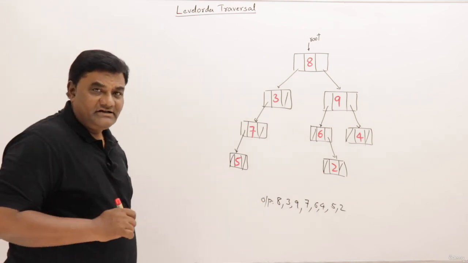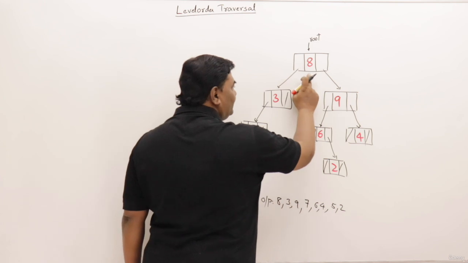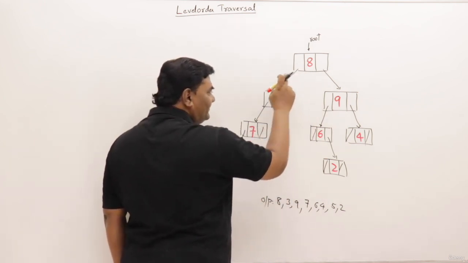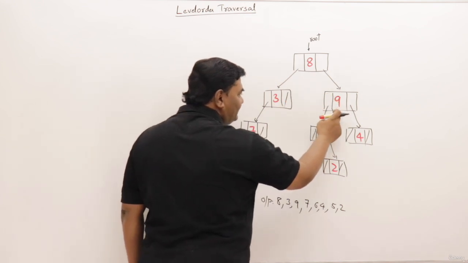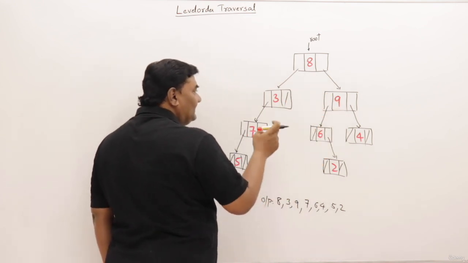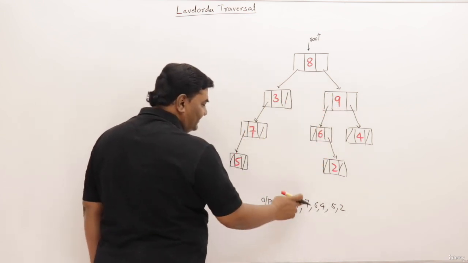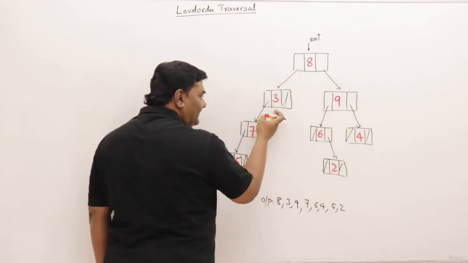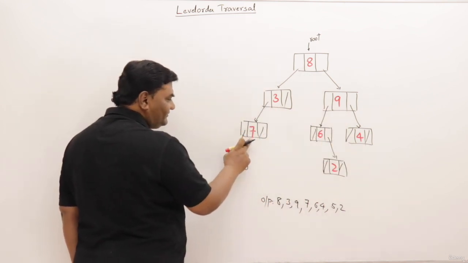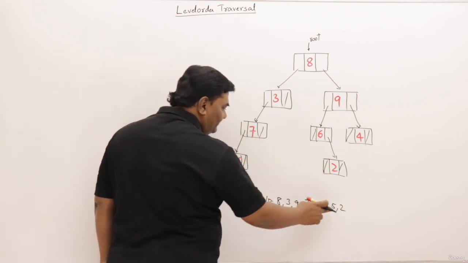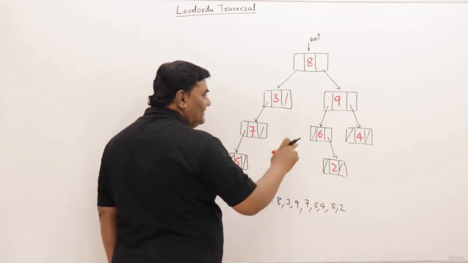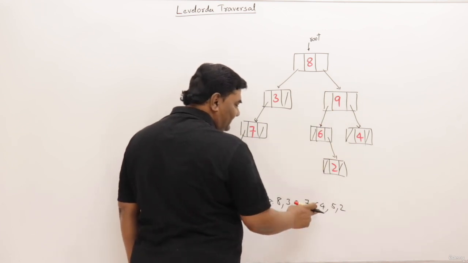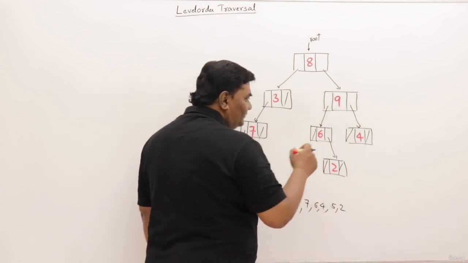So how actually it is done? First visit root. Root is visited. Then visit its children. So the first child, left child, then right child. Then children of left child, 7. Children of right child. First, left child is only there, so we went on 5. Right child is not there. Then the children of 9's children, that is 6. 6's child is only 2. So only 2 is visited.